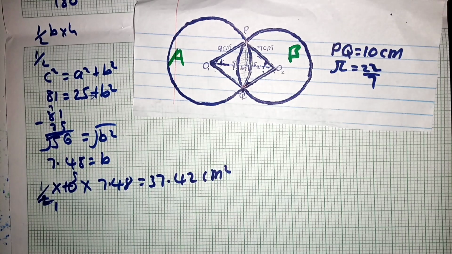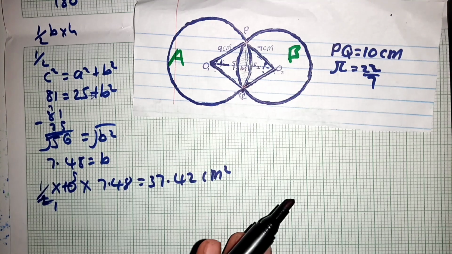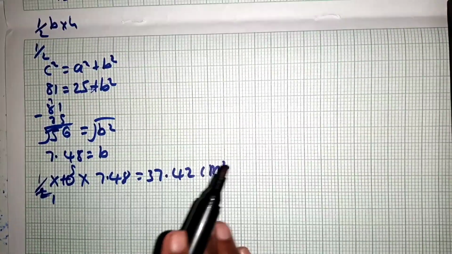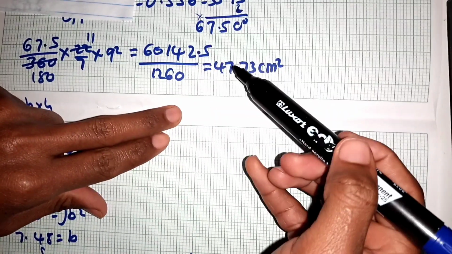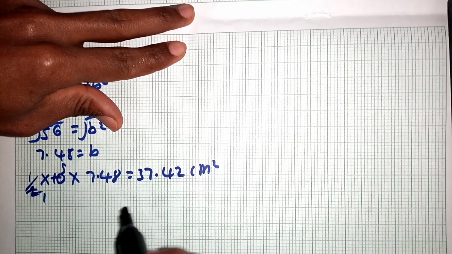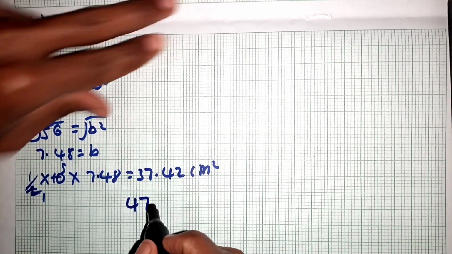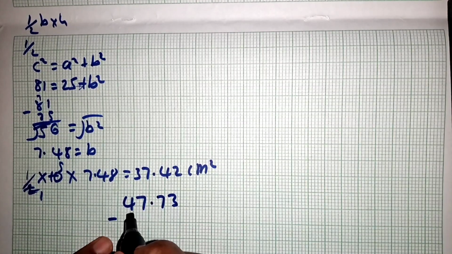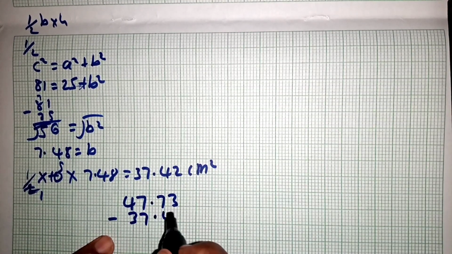Now we have the area of the sector and the area of the triangle. Let us now subtract and get the segment. So it is this one minus this one here. So it is 47.73 minus 37.42.